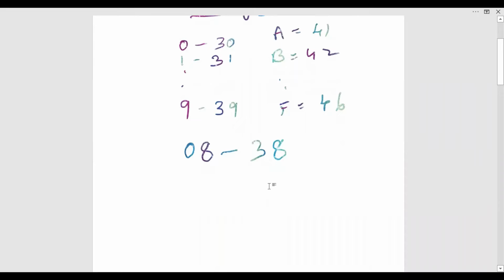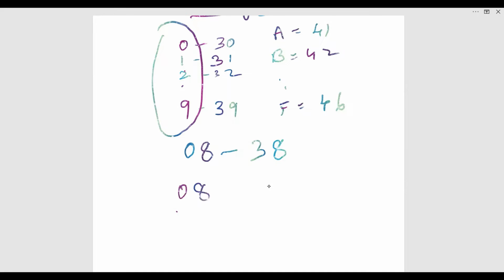Now, how to get this number? If you see here the numbers from 0 to 9, if we add 30 to each hexadecimal number, we get its ASCII equivalent. 30 plus 0 is 30. 30 plus 1 is 31. Similarly, 30 plus 2 is 32. So 30 plus 9 is 39. So to get the ASCII of 08, we just need to add 30 to it.